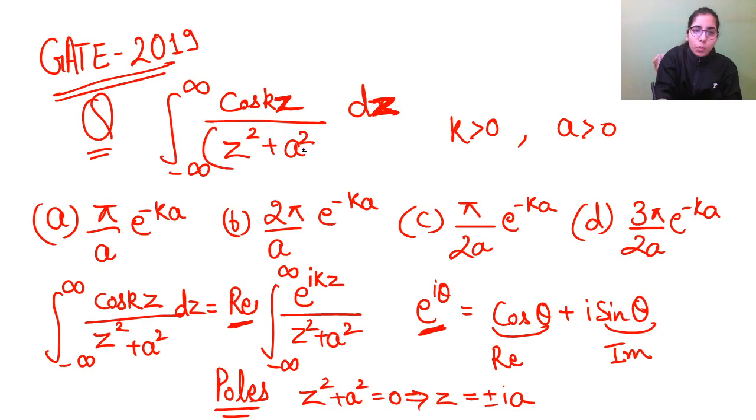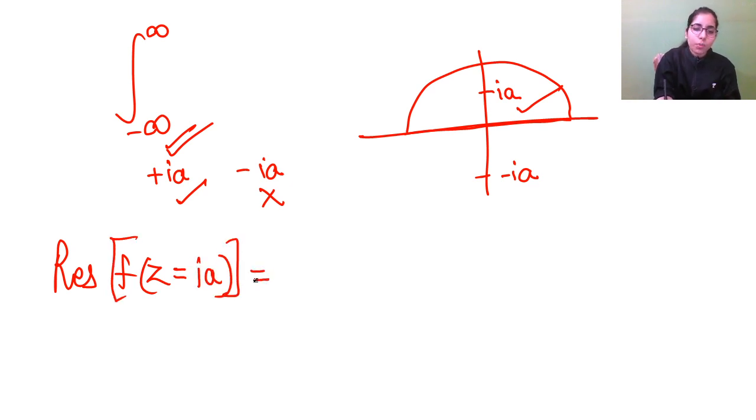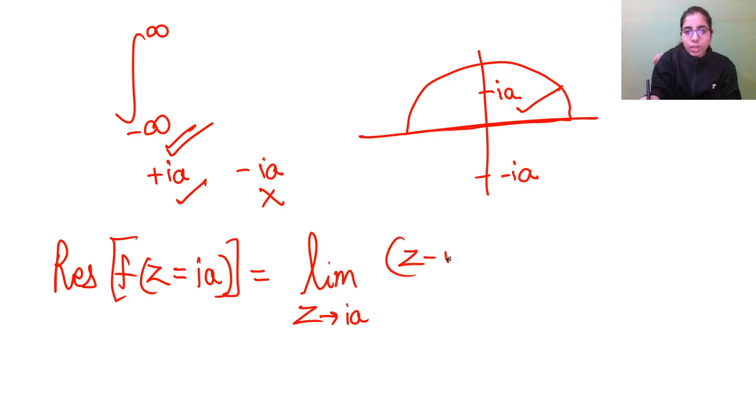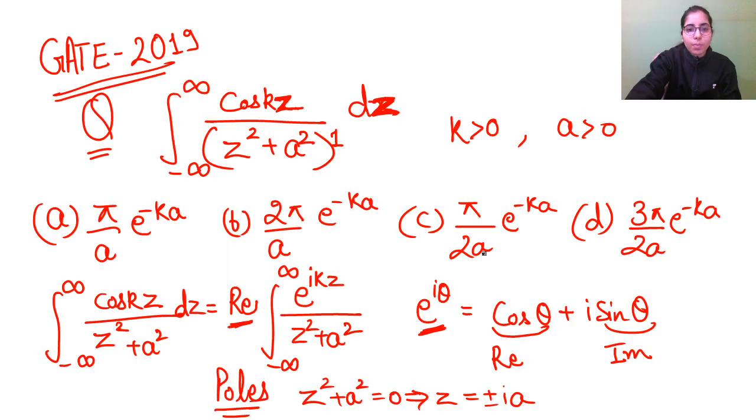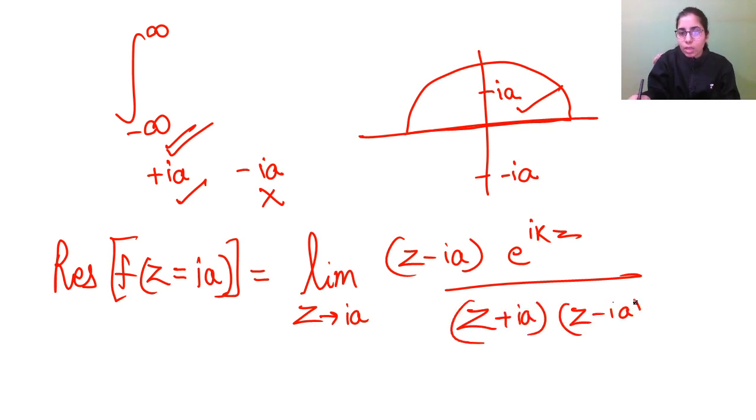What was the order of this pole? That was 1. So the residue of the function at z is equal to iota a, since it is a first order pole, you can easily find it by using the expression: limit z tends to iota a, z minus iota a, and f(z). f(z) means e to the power iota kz. This is the function which we are considering now. Clear? So e to the power iota kz upon z square plus a square. I can write it as z plus iota a, z minus iota a. It will get cancelled out.